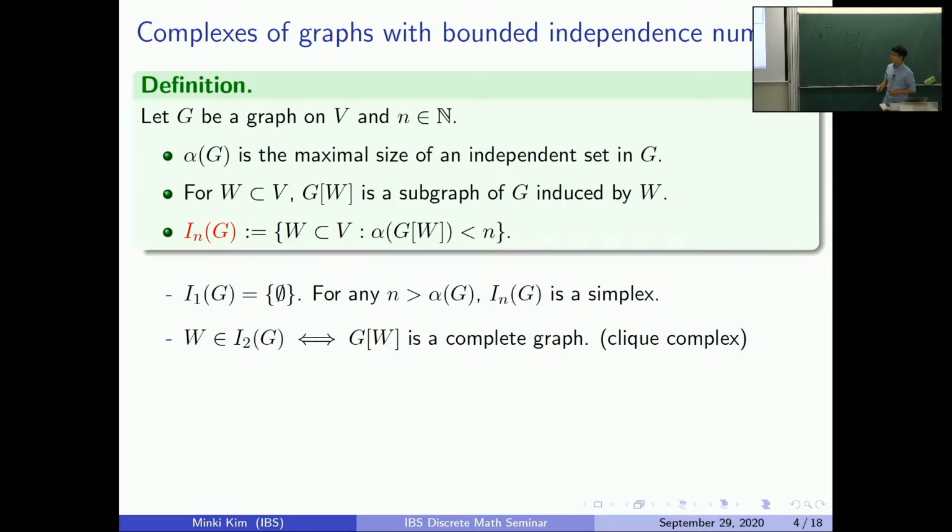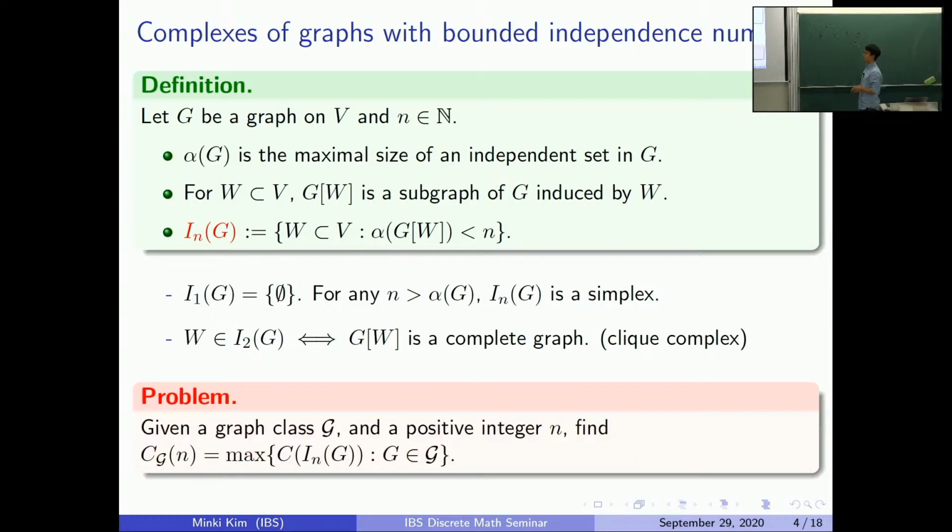And when n equals 2, the complex is a well-known complex, which is a clique complex that I defined 2 pages before. So when n equals 2, W is in the complex means alpha should be less than 2, and that's equivalent to it inducing a complete graph. So it should be a clique complex.